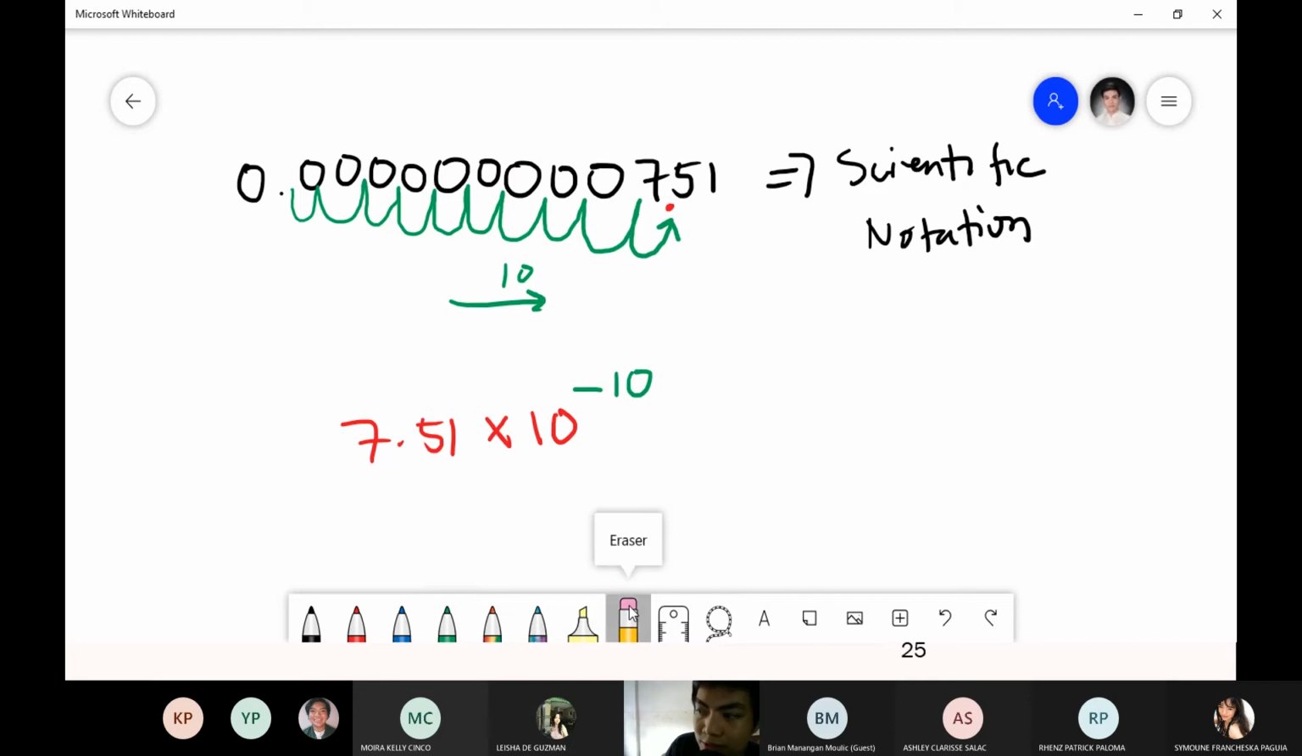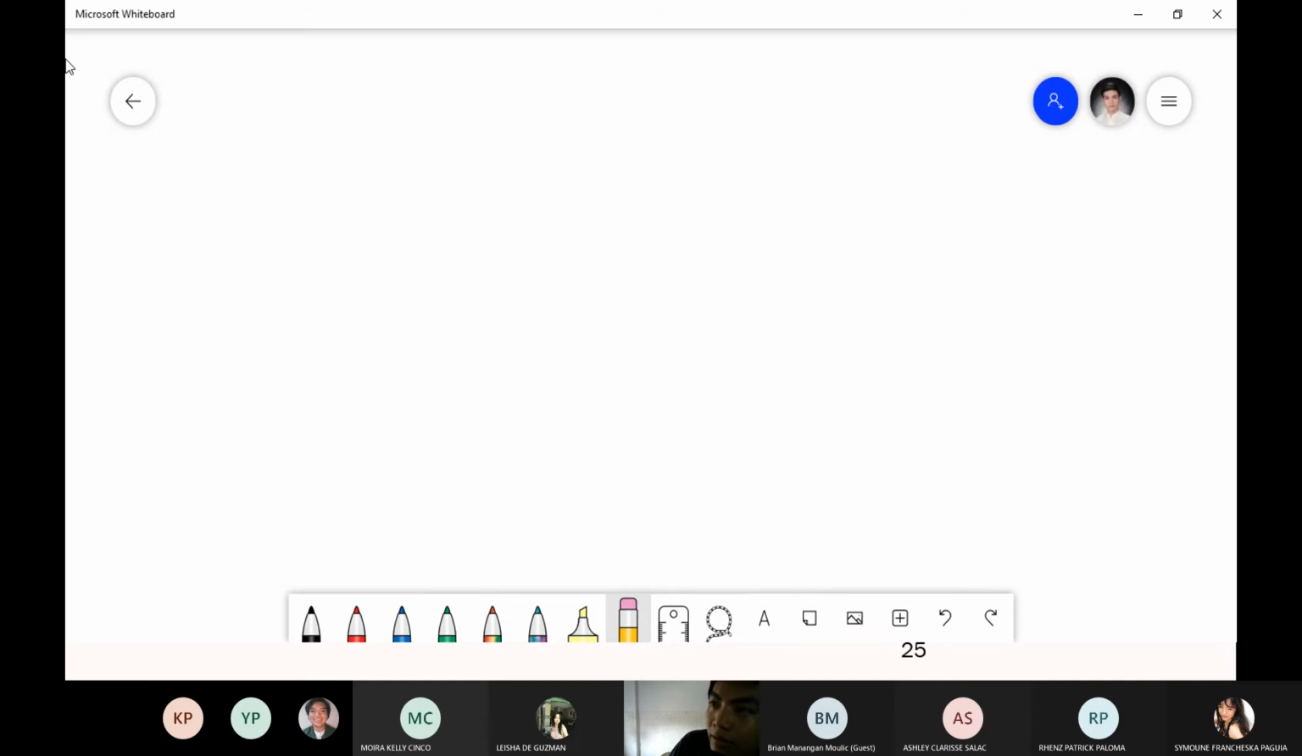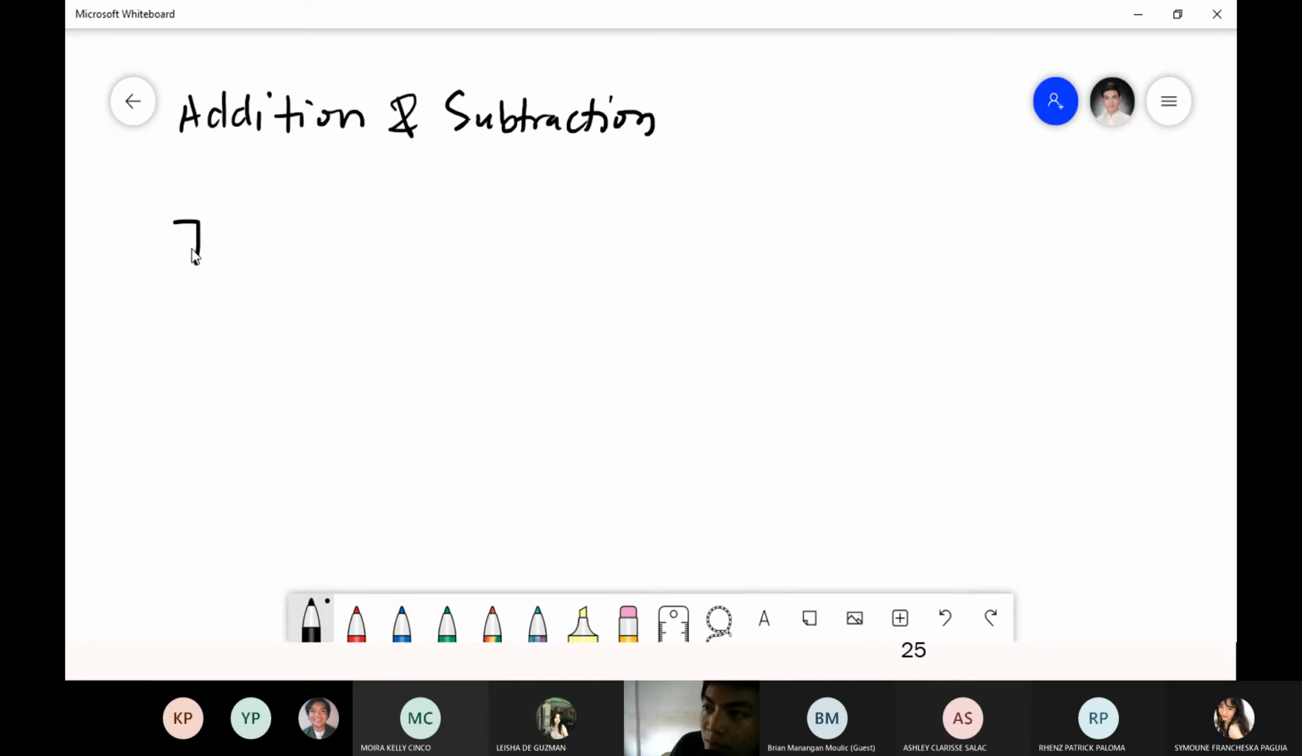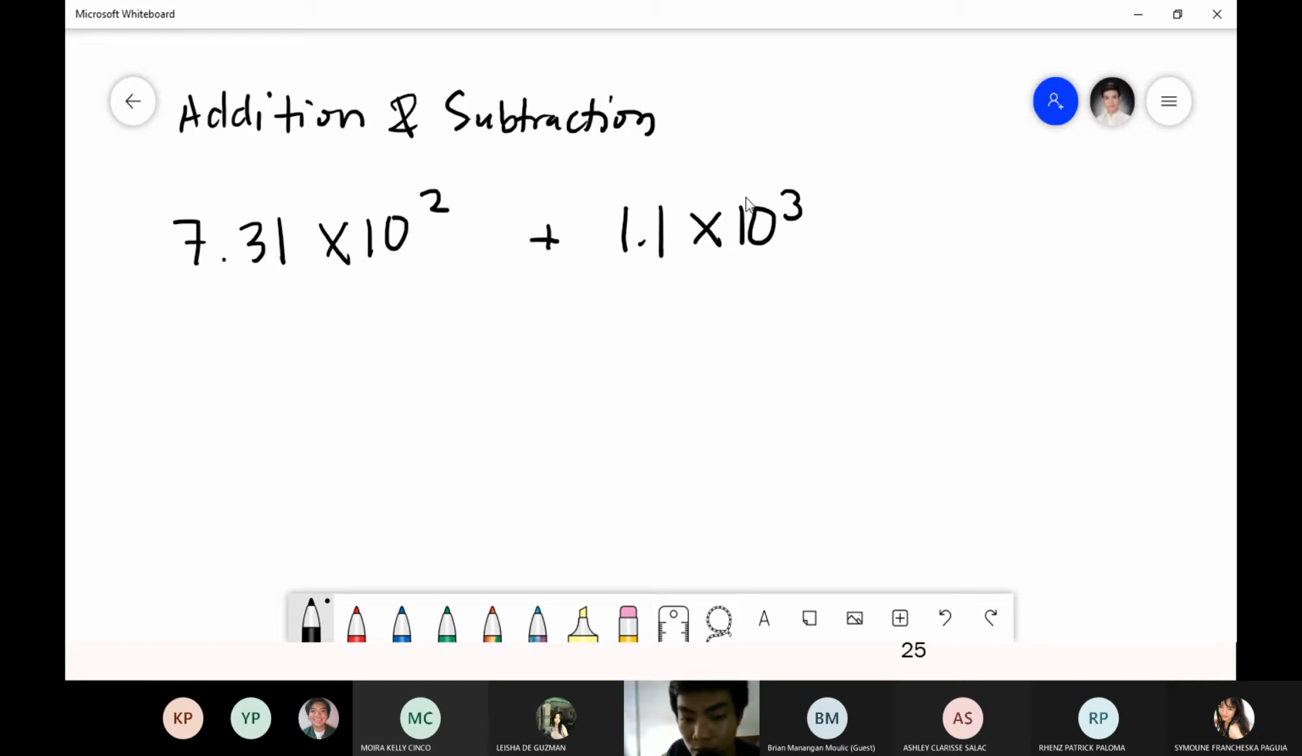Okay? So, this is for addition and subtraction. So, alam ko bago pa lang to sa inyo, kaya wait lang kayo. Okay, so addition, subtraction tayo. Let's say we have 7.31 times 10 raised to 3 plus 1.1. Suppose we are asked to add those two quantity. Sabi ni addition and subtraction, gawin kong same exponent muna.